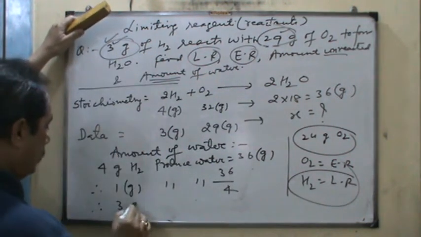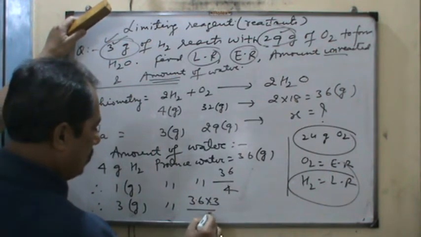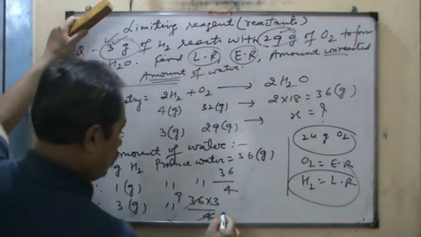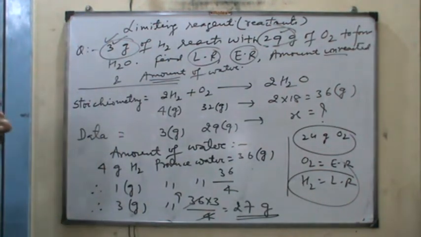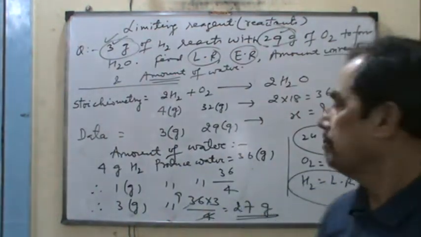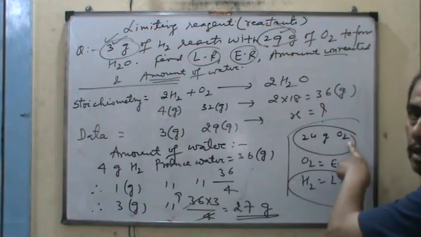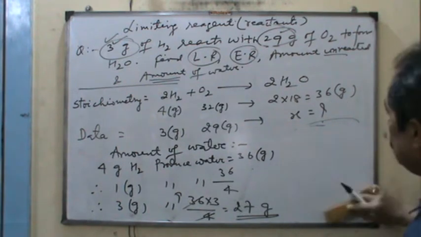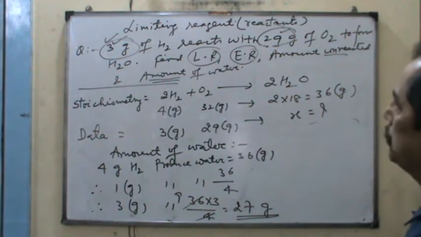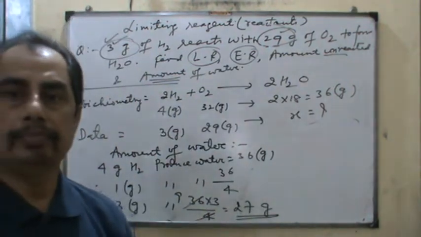3 gram hydrogen is given. 36 into 3 by 4, which is 27. So the amount of water is 27 gram. Is it clear to you? So here you correct yourself, right? And then you compare it, and that is the way you can solve the question. I give you the other question.